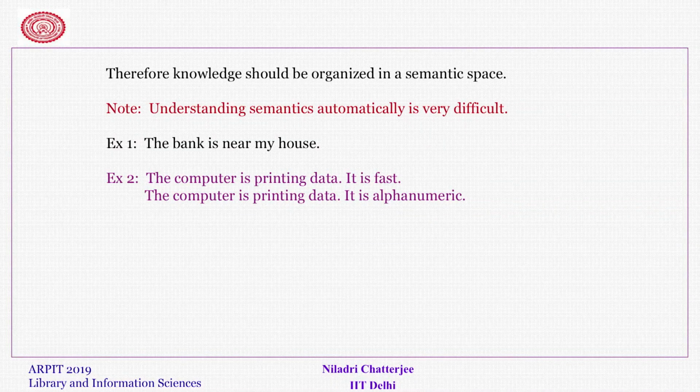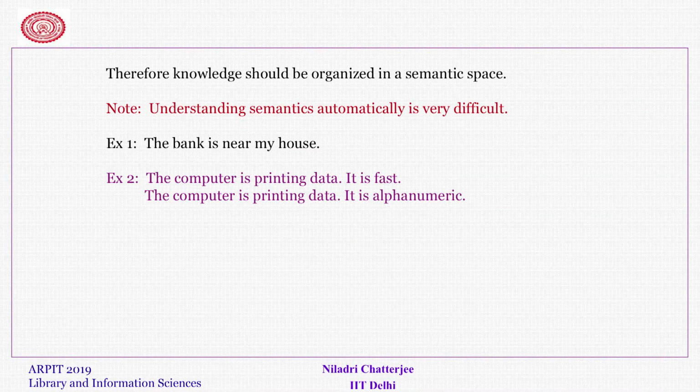Example number 2: the computer is printing data, it is fast, and another sentence: the computer is printing data, it is alphanumeric. Now, let us ask, what do I mean by the pronoun it? If you look at it, in the first sentence, when I say it, it means the computer, because it is the computer which is fast. In the second pair of sentences, when I say it, it is actually referring to the data, because it is the data which is alphanumeric. Now, from the construction of the sentences, it is not clear actually what the pronoun it means.